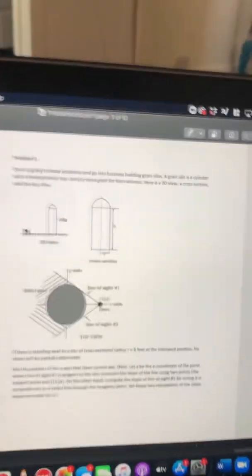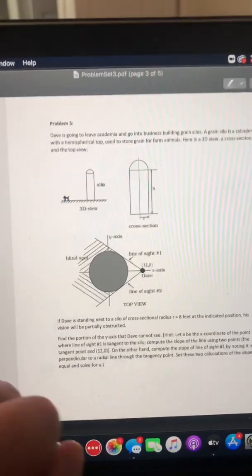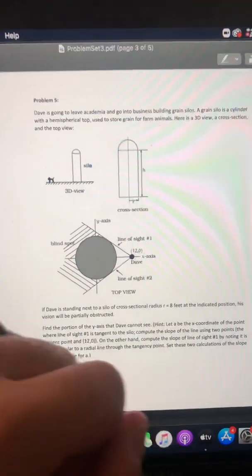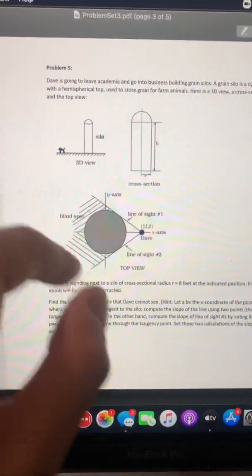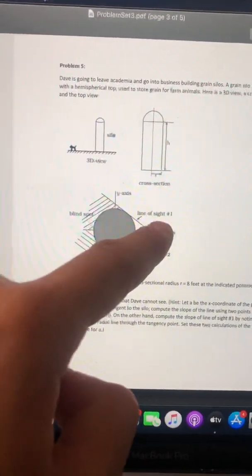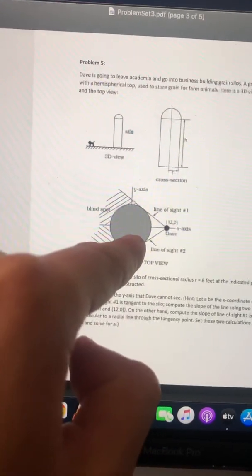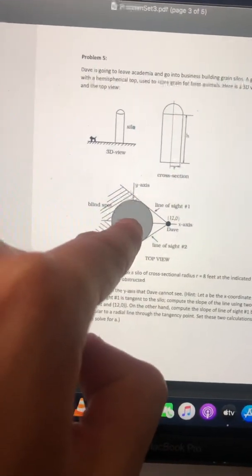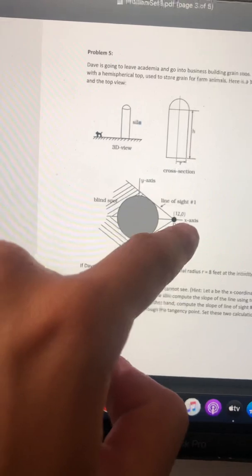Here's problem 5. There's a lot going on here, but what we basically need to understand what the question is asking is that here is a bird's eye view of Dave and his relationship to his silo. The center of the silo is going to be 0, 0. He's standing at 12, 0.